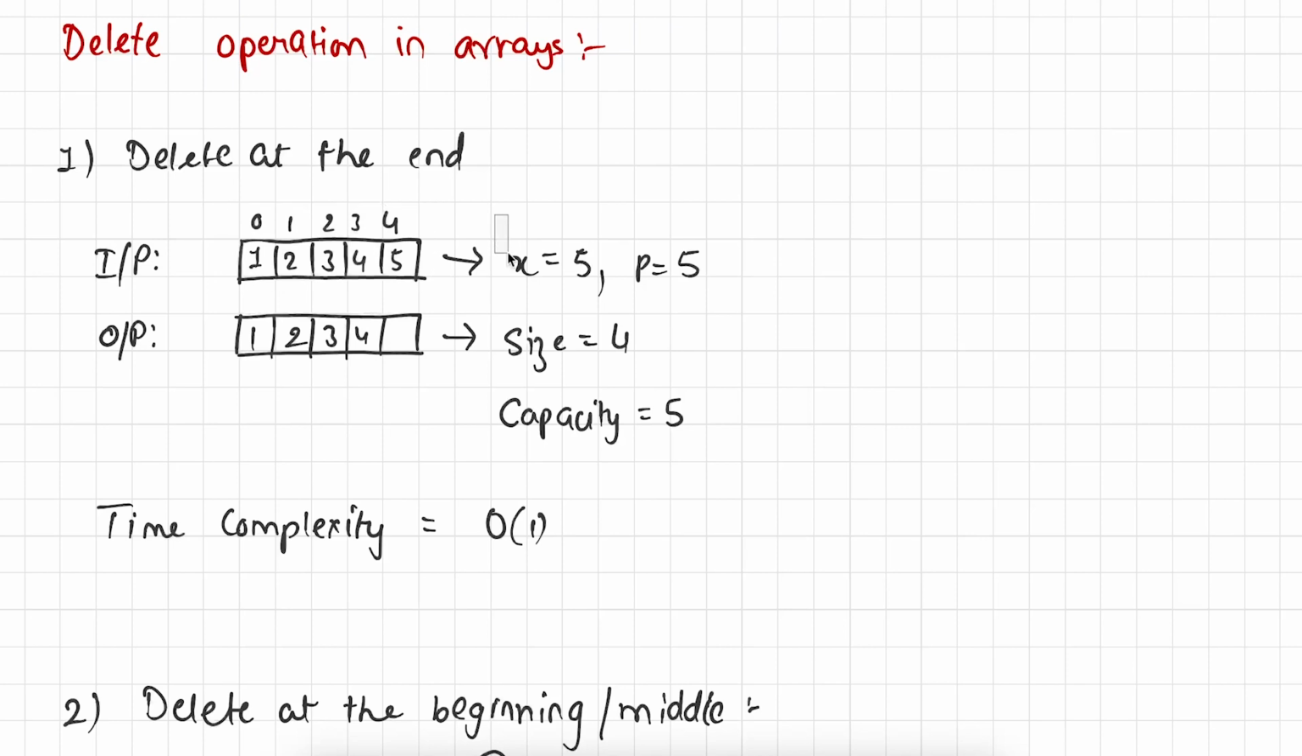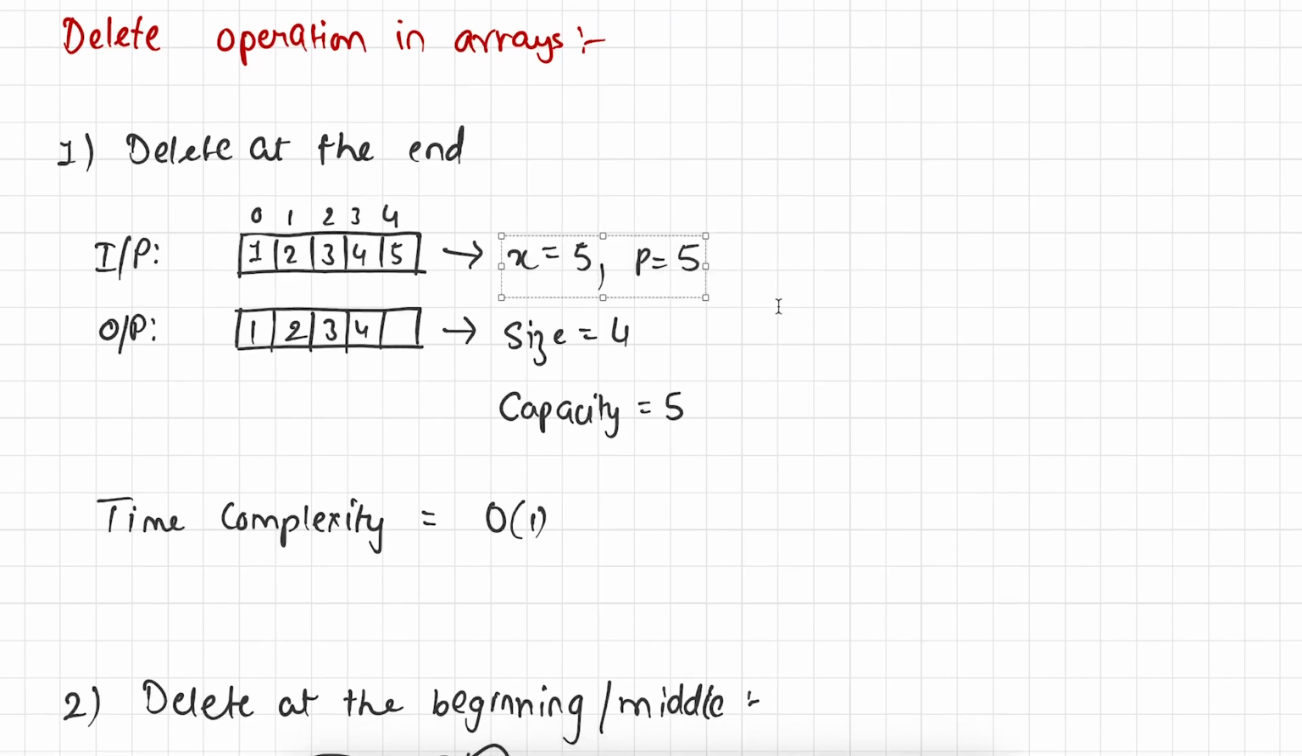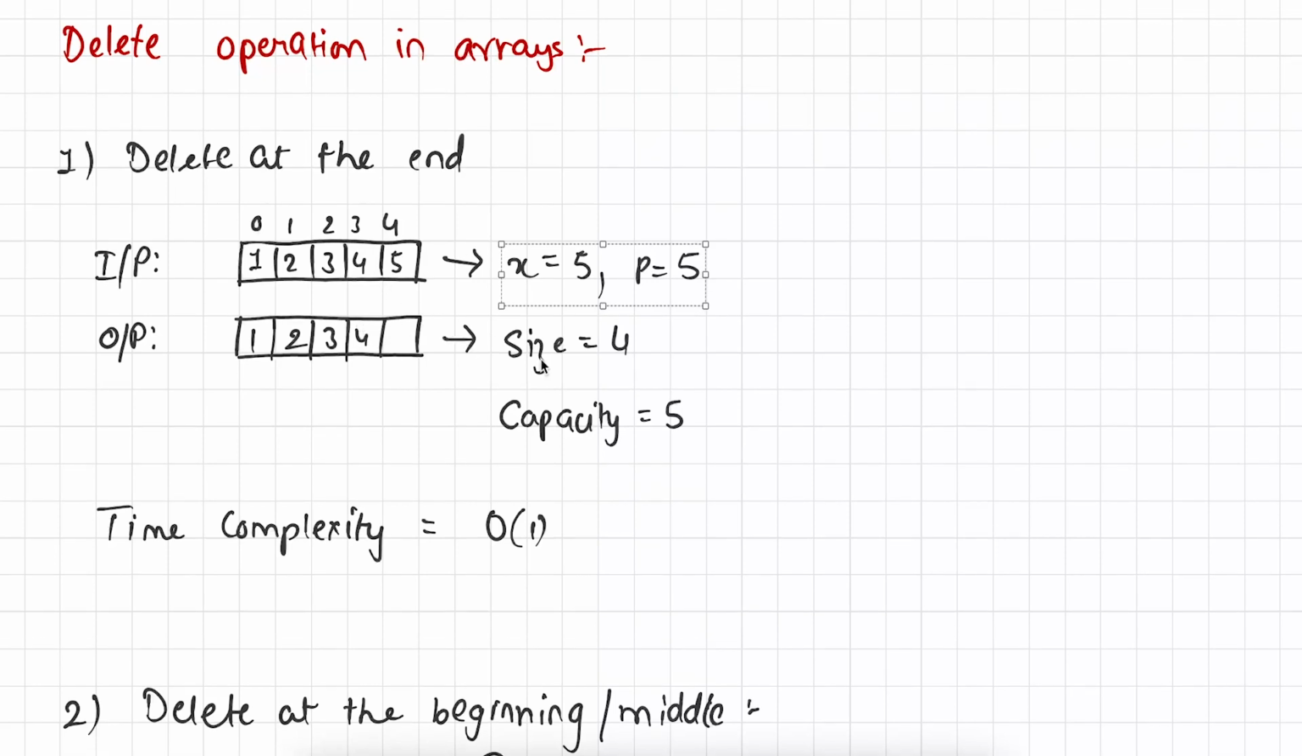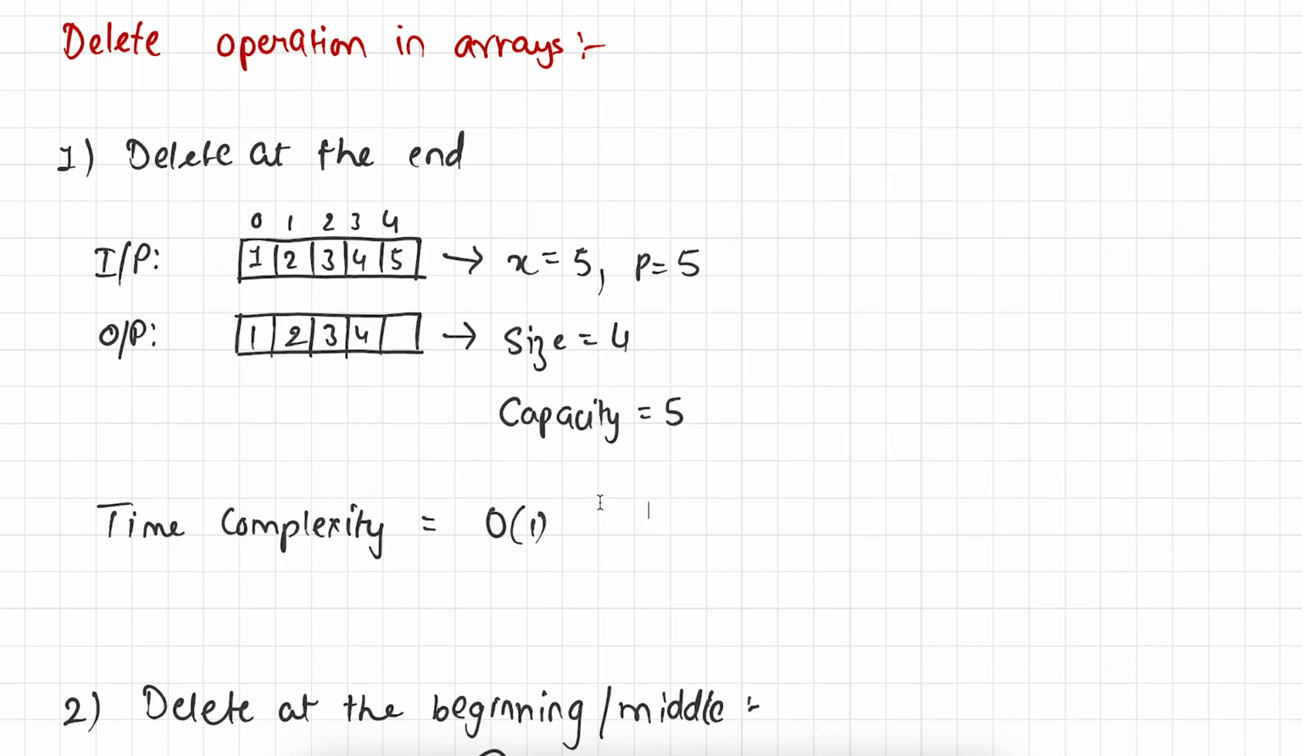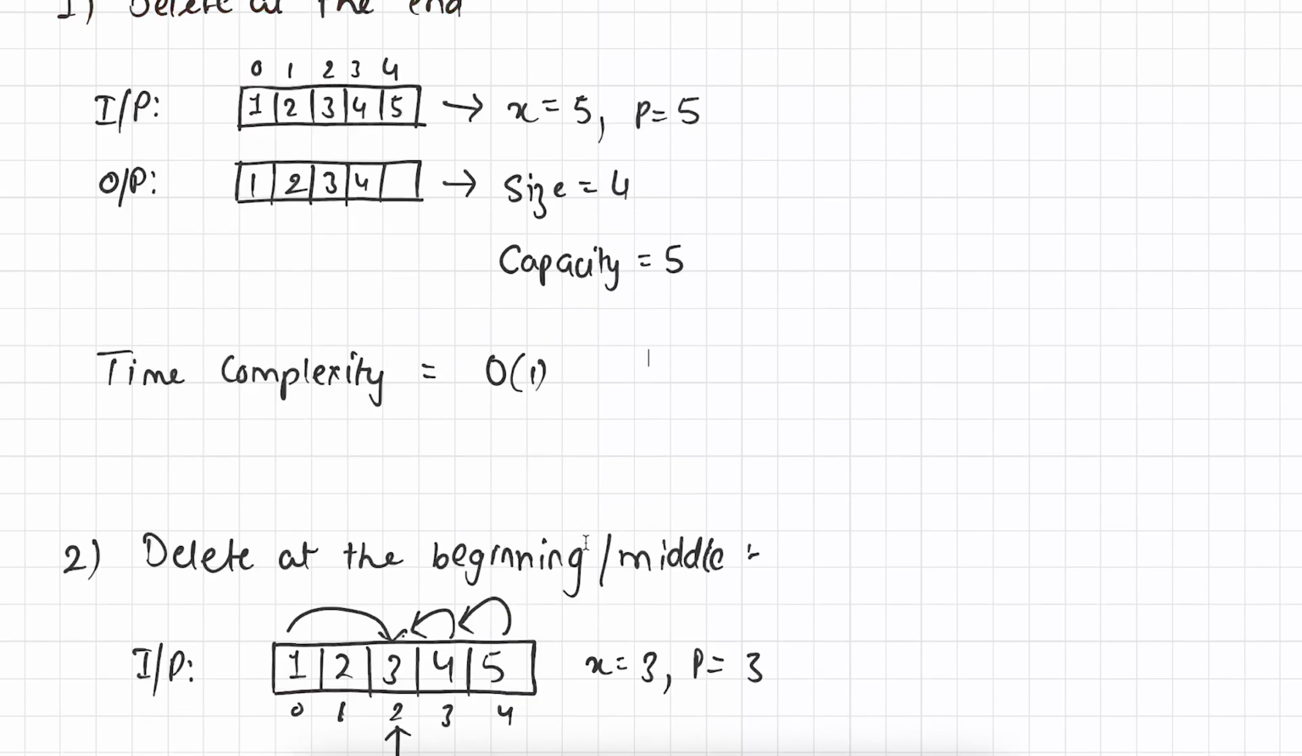and we want to delete 5 at position 5th. So it's simply going to delete the last element at position 5th. So our size reduces to 4 and the capacity of this array remains as it is. And the time complexity of this operation is going to be big O of 1, meaning we can delete any element at the end in constant time.